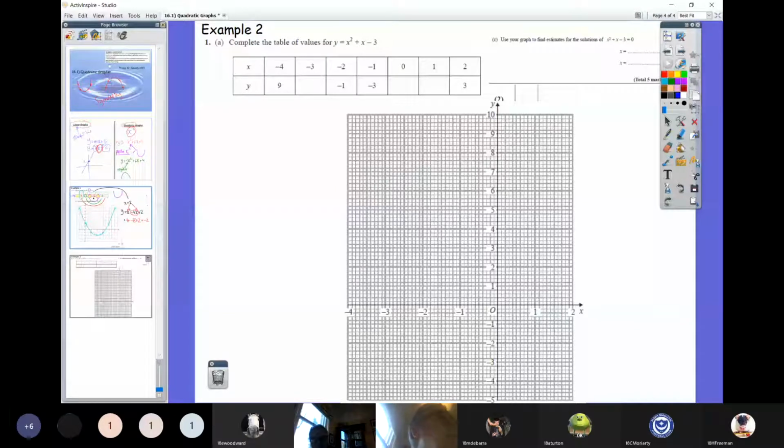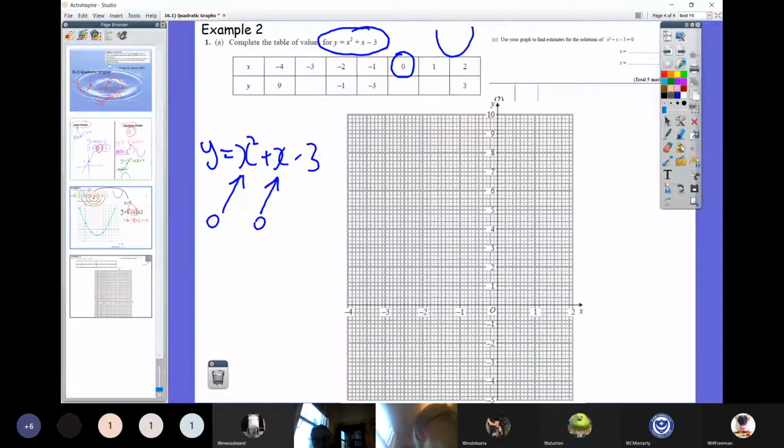So I'm just circling in blue, just waiting for the lag to come through. Now this is this example. So we've got y equals x squared plus x minus 3 on this occasion. By the way, notice that because it's a positive x squared, it's going to be a smiley face again. Now, what about when x equals 0? So I'm going to put 0 in there and 0 in there. There's quite a big lag. There we go.